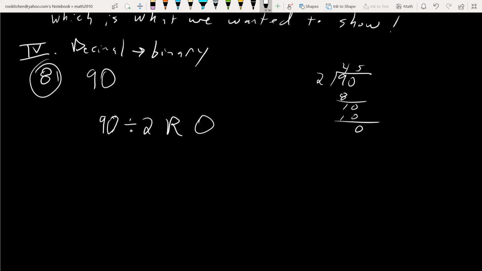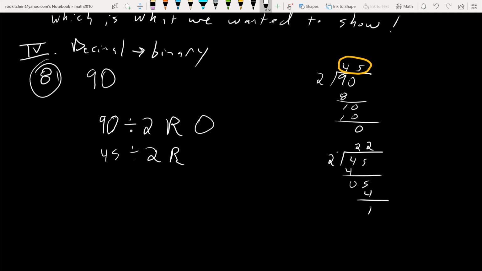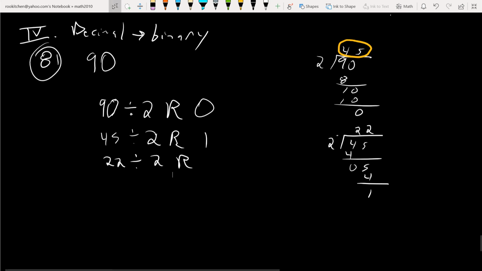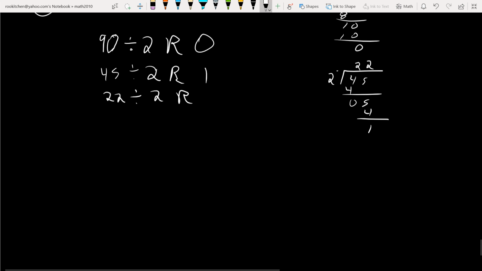And then I'm going to take this next number, this 45 up here. And that'll be the next number I work with. So 45 divided by 2, and then I worry about the remainder there. 2 into 45 goes 2 times 4, 0, bring down the 5. That goes another 2 times. That'll be 4. So a remainder of 1. And then my new number will be 22 divided by 2. It's an even number, so remainder 0. Odd number, remainder 1. So that'll be 0.